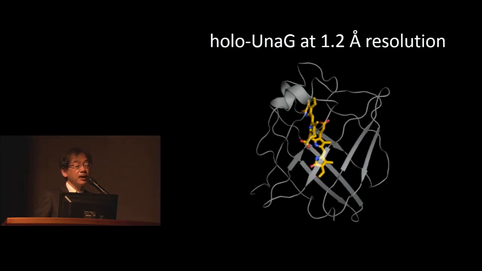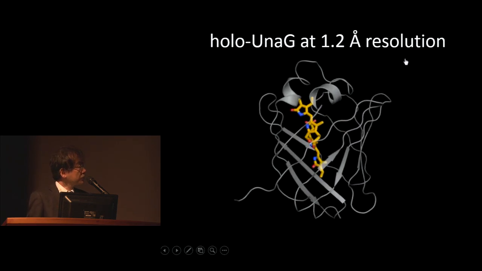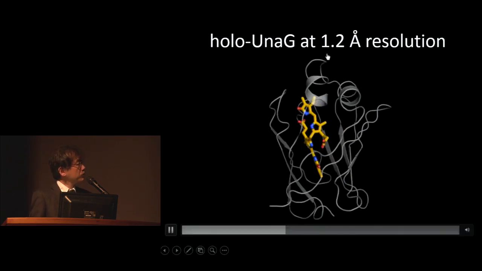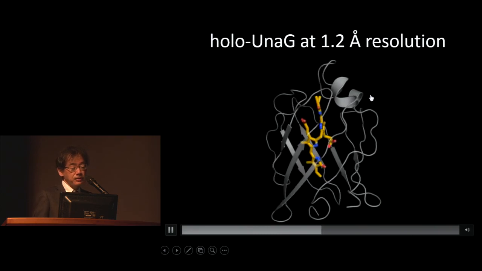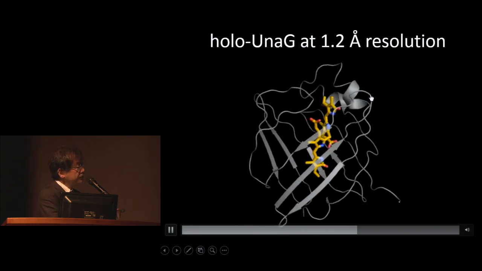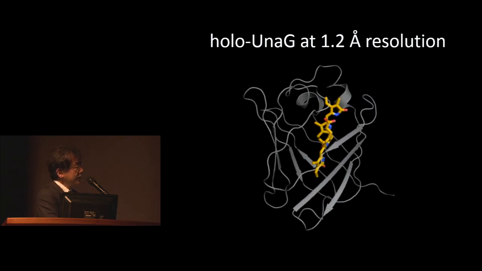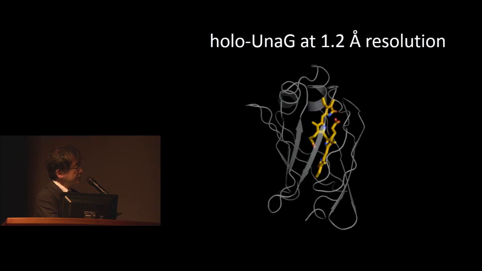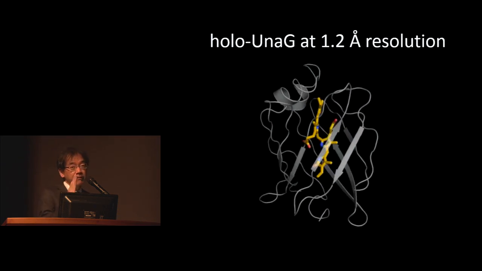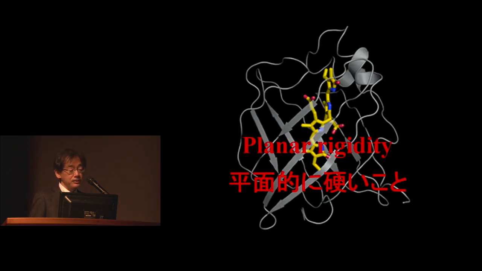And we determined the atomic structure of the holo-UNAG protein complex at 1.2 angstrom resolution. In the binding pocket, from the top, AB and CD, the planar conformation can be verified from a certain angle. Again, the planar rigidity makes it very fluorescent.